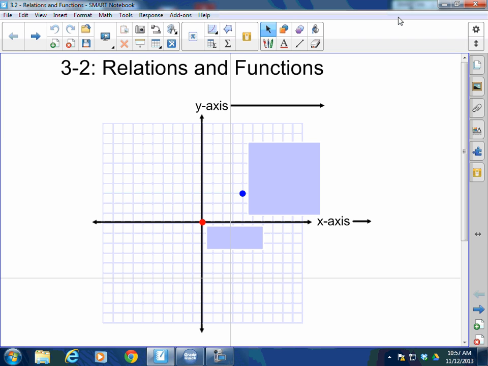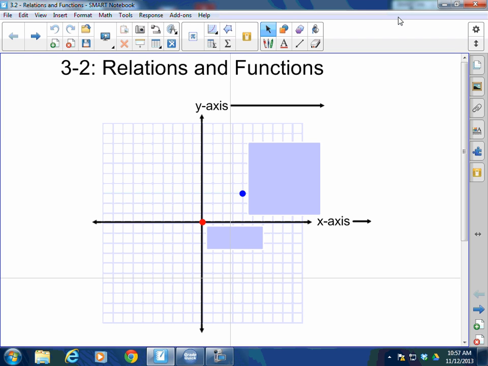Welcome back to Mr. Morrill's algebra class. Today we are going to start chapter 3. We're skipping over 3.1. A lot of people were wondering why. I just don't find it very useful for the real mathematics that we're going to be seeing. So we're going to go ahead and move on to the more important stuff. And we're going to learn today about 3.2, which is relations and functions.